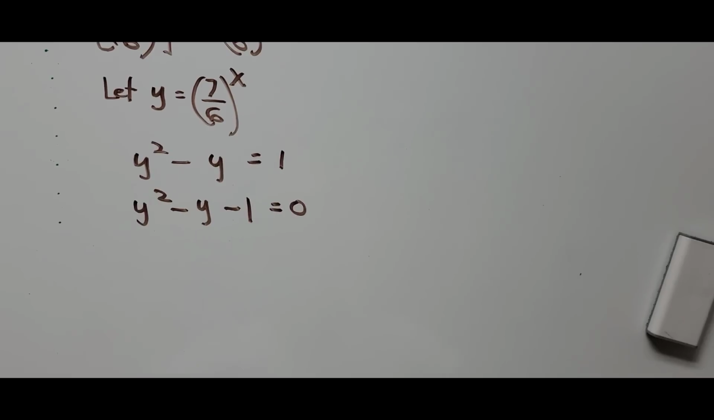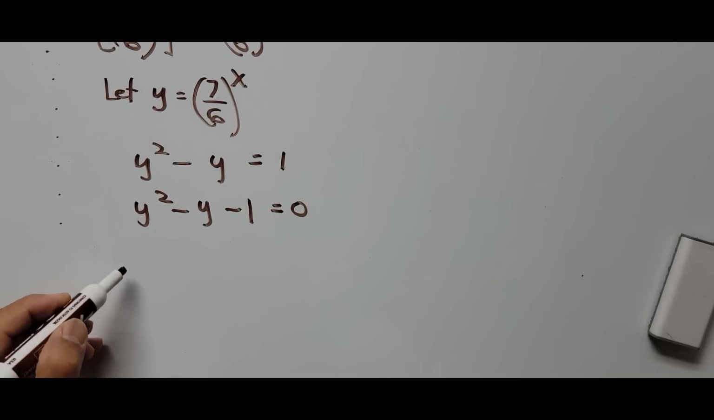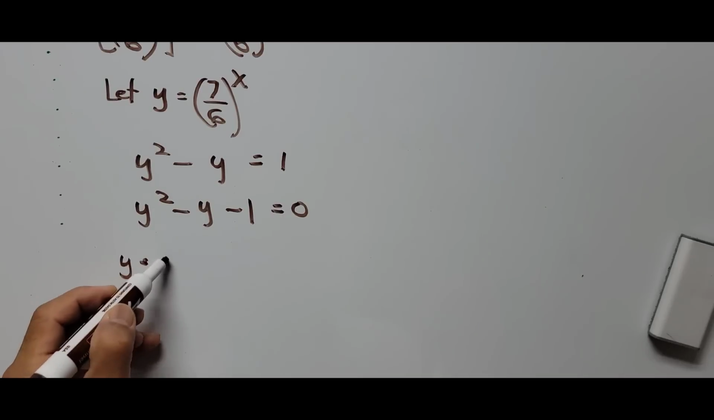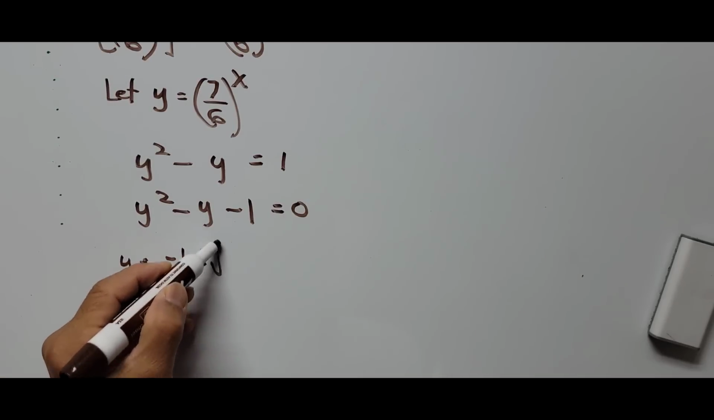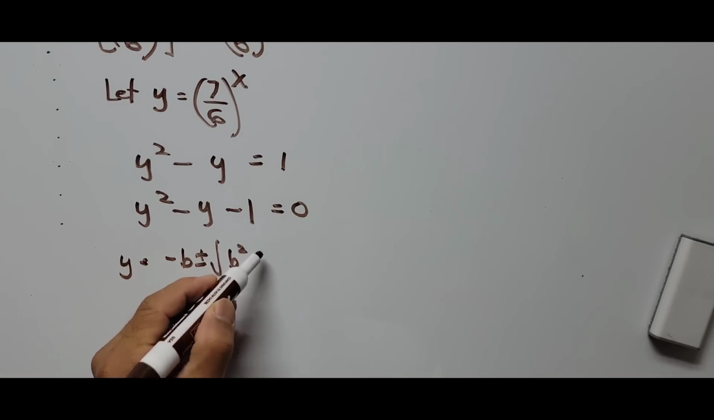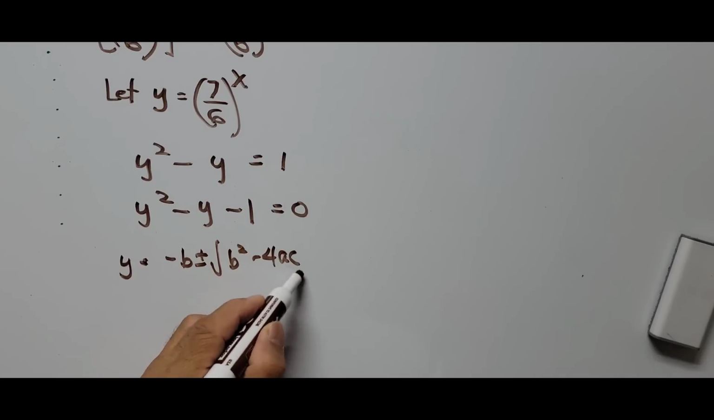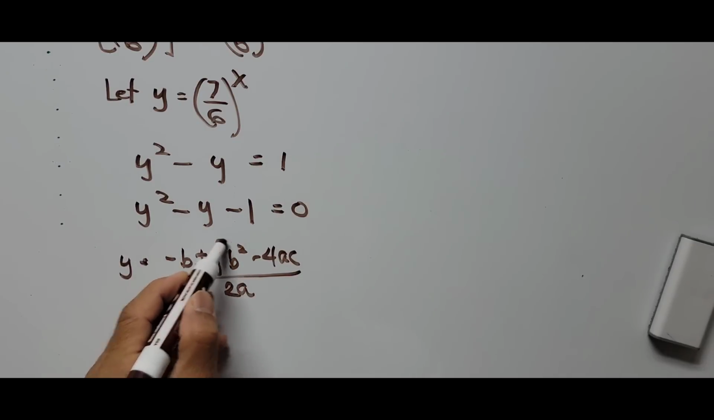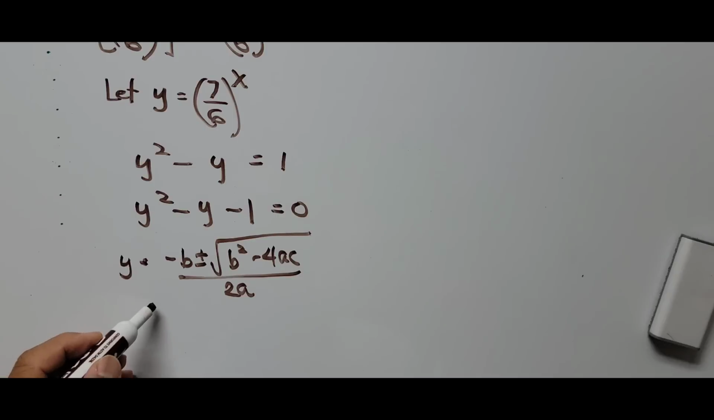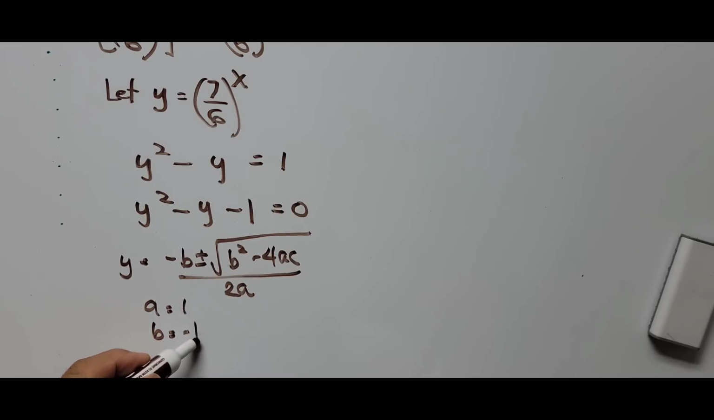From here, we're going to find the value of y by using the quadratic formula. The quadratic formula is y equals negative b plus or minus the square root of b squared minus 4ac, over 2a, where a is 1, b is negative 1, and c is negative 1.